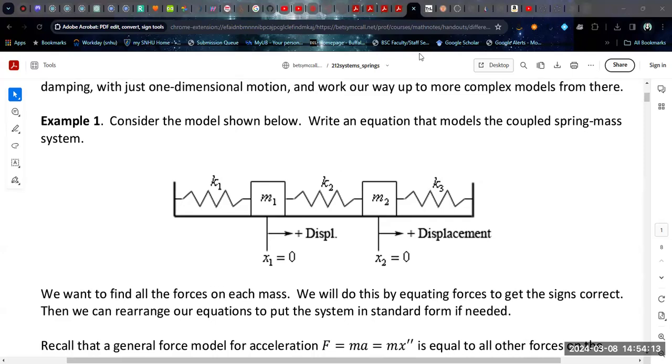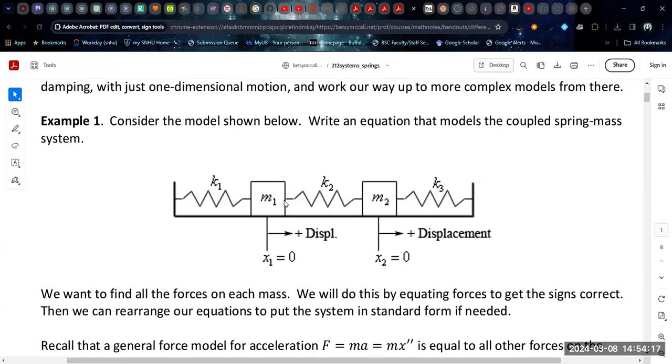We have a mass here, mass 2, which is connected to mass 1 with a spring, and then it's also connected to the solid wall on the other side with a third spring. And we're going to say the x-axis in the positive direction is our displacement in the positive direction. Now we want to find all the forces on each mass.